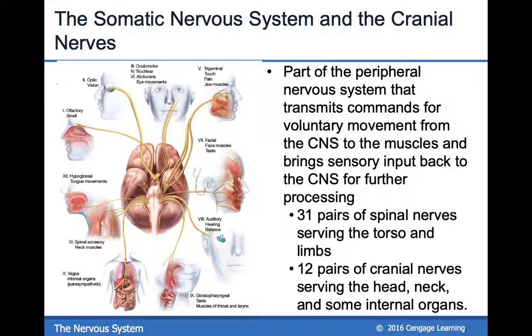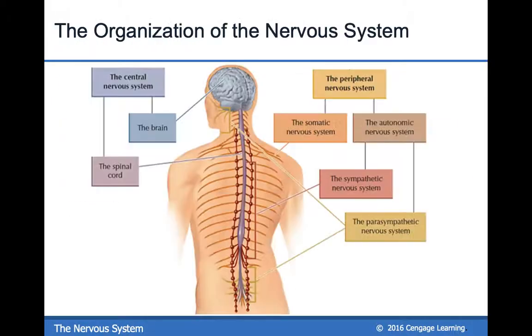The somatic nervous system also branches out into our cranial nerves. So this is the part of the peripheral nervous system that transmits commands for voluntary movement from our central nervous system, again, that spinal cord and our brain, to the muscles and brings sensory input back into our central nervous system for further processing. So if you reach your arm out and, I don't know, you pick up a cup, that is your somatic nervous system, and then the information about how heavy that cup is, or if it's full of liquid or empty, is going to go back up through that somatic nervous system, back into your central nervous system, your spinal cord, and then back to your brain for that processing. So between parts of your spine, between your vertebrae, you have 31 pairs of spinal nerves that branch out and they cover your torso and limbs. So if we go back a couple pictures, you'll see these little branches coming out from your spinal cord.